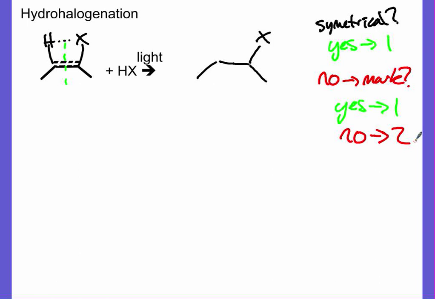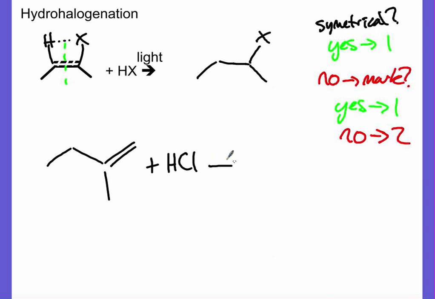If it's symmetrical from the beginning, you don't have to worry about Markovnikov's rule. You're only going to get one product. But if it's asymmetrical, you may have to worry about Markovnikov's rule. So again, an example could look like this. And this is obviously asymmetrical, so I could get two products. But I've got to look at Markovnikov's rule.